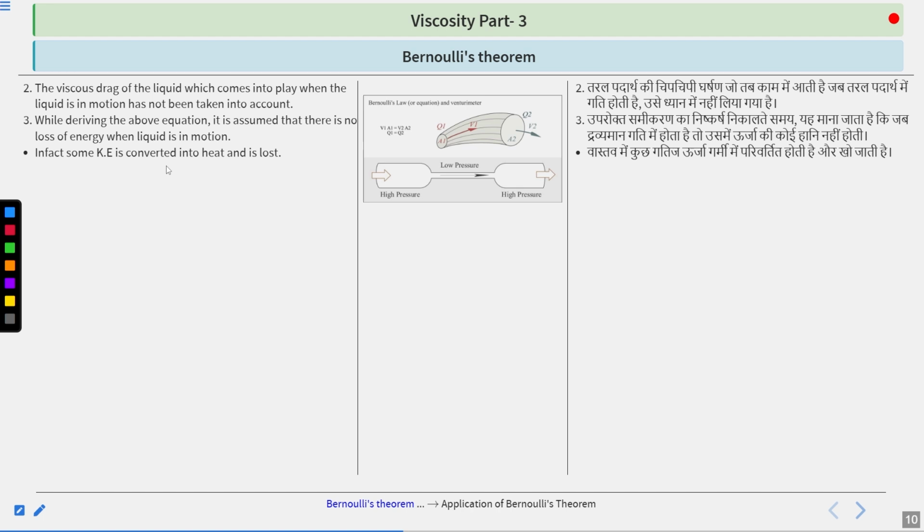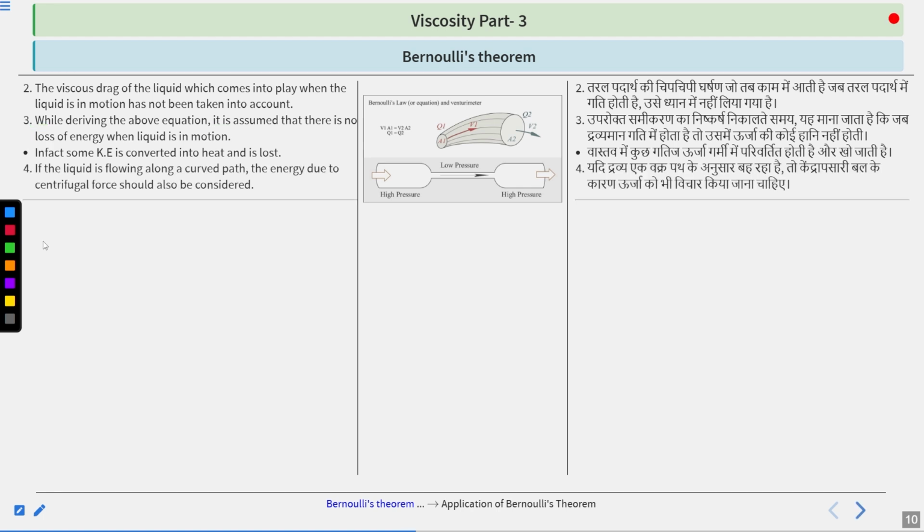Practically, this does not happen. Some of the kinetic energy is converted into heat and some is lost, which means the sum of them is not uniform. It is changing. So when the sum is changing, no loss of energy when liquid is in motion is not a practical statement. There is a loss of energy when liquid is in motion. If the liquid is flowing along a curved path, energy due to centrifugal force should also be considered.